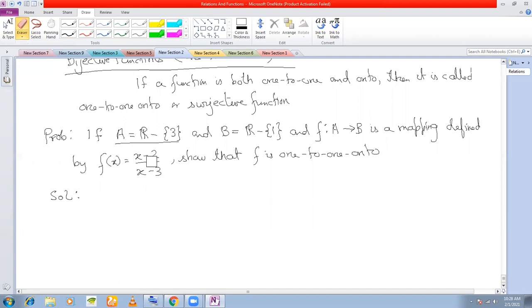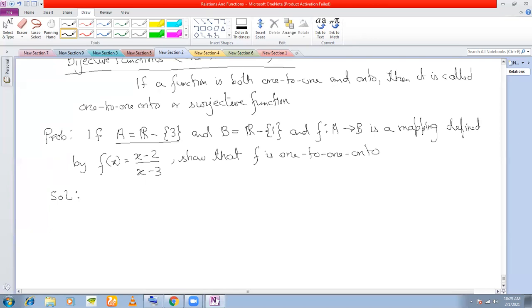So what I have written in this problem, you need to show that f from A to B is one-to-one onto. Now, can you tell me which one is my domain set and which one is my codomain set? A is the domain set, B is the codomain set. A is the set of real numbers from which 3 has been removed. B is the set of real numbers from which 1 has been removed, so it is the codomain set. And f from A to B is a mapping. Mapping means a function. Defined by f(x) = (x minus 2) by (x minus 3).